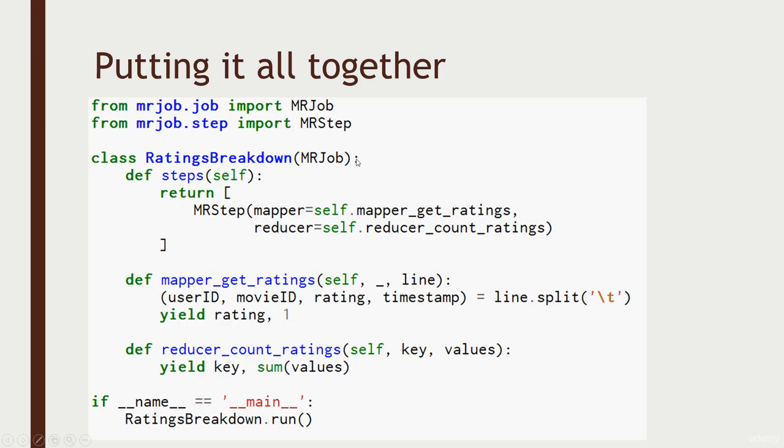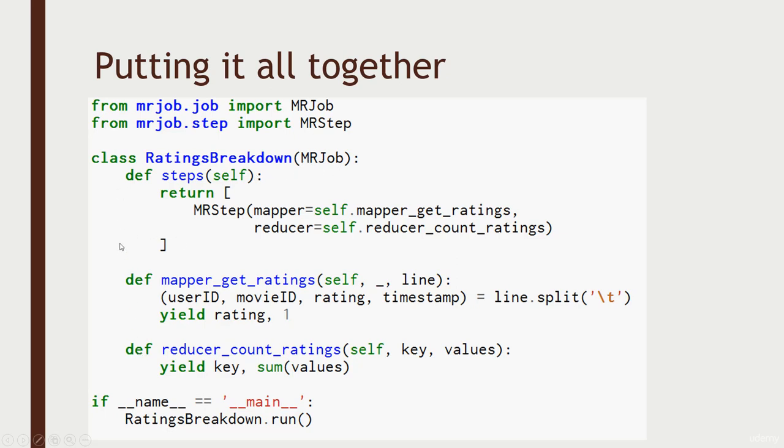Now each MRJob, each job that we do, is going to be wrapped inside what we call a class. And this is just a way of organizing a bunch of functions and data together into a single entity. So in this case, we're going to be organizing a mapper function and a reducer function and a definition of what those functions are into a single job called RatingsBreakdown. Okay, so that's all we're saying here. This parentheses MRJob just means that RatingsBreakdown inherits from the MRJob class that's part of the mrjob package. So it just means that our RatingsBreakdown class has all the capabilities defined by mrjob, okay?